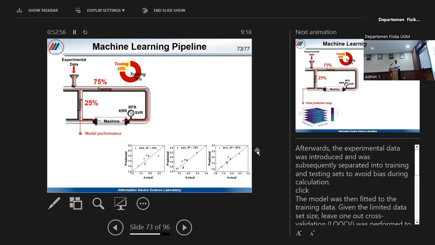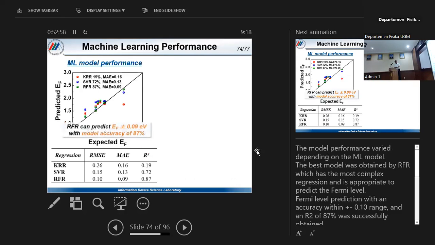And we found that using the random forest regression, we're able to get an accurate prediction of around 87% with an error of the Fermi level of plus minus 0.09 eV. This seems small, but actually it's still quite big. Plus minus almost 0.1 eV is still large, but it's a large improvement over previous methods. And we can predict with 87% accuracy.